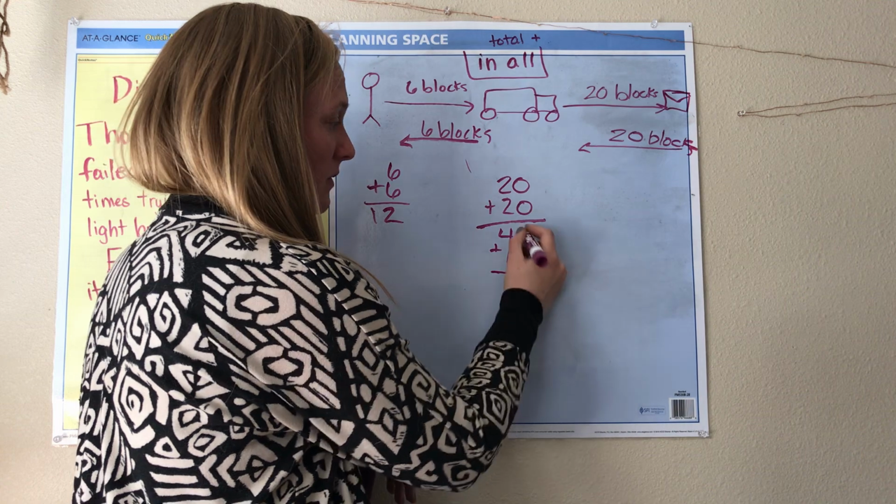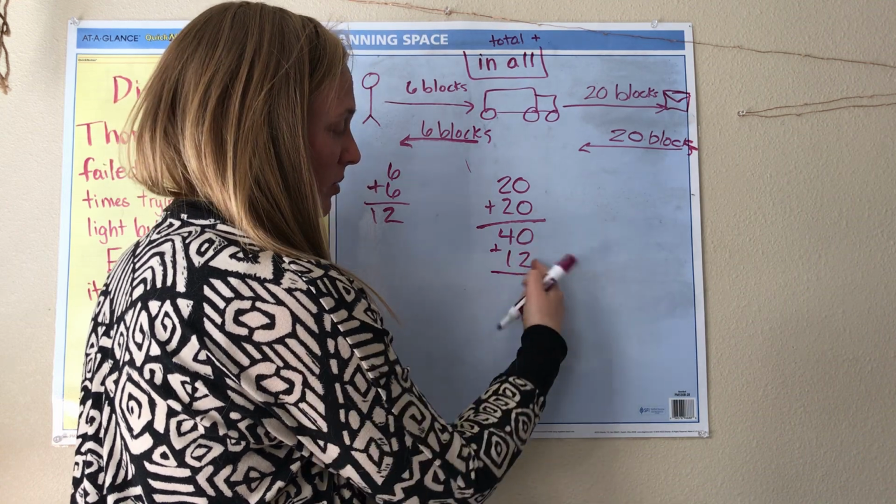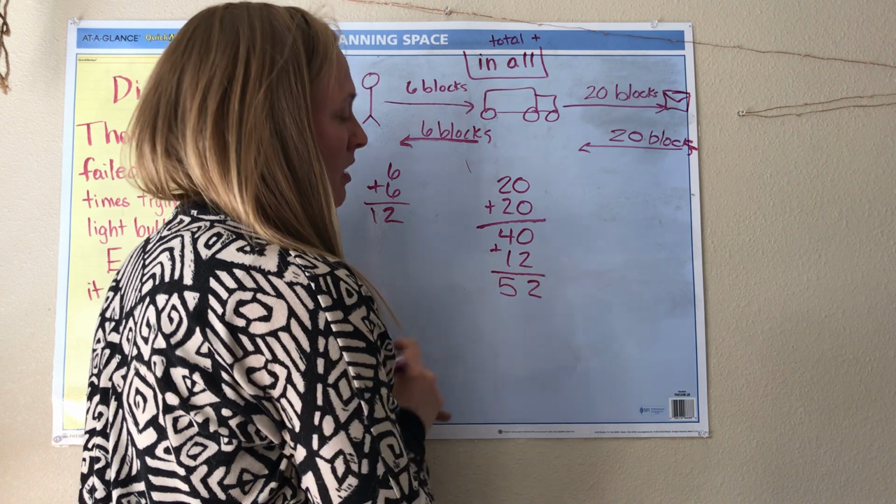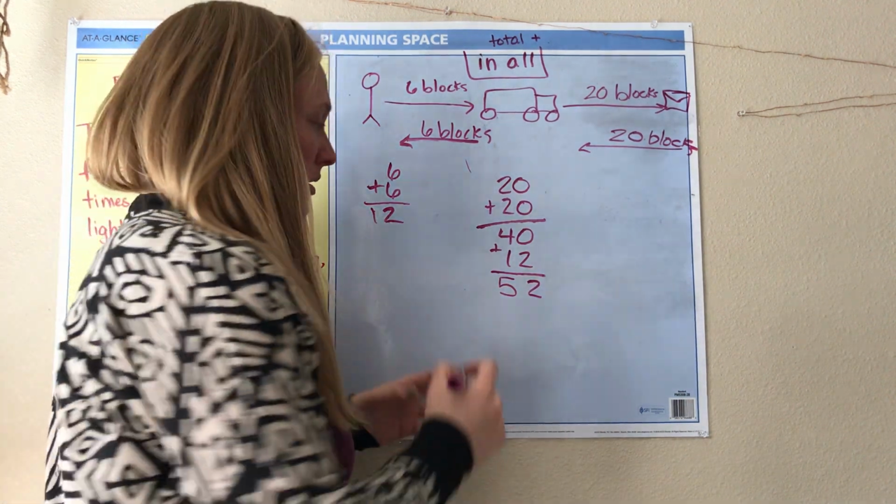All right. 0 plus 2, starting in our ones place. 0 plus 2 is 2. 4 plus 1 is 5. I'm going to write it in a complete sentence.